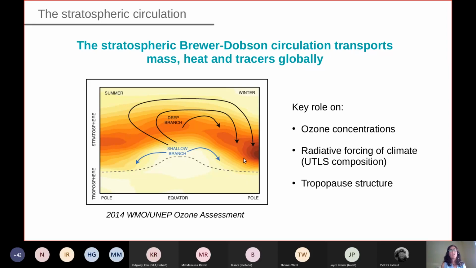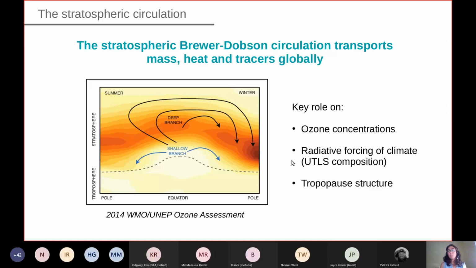And these color contours show the ozone concentrations. So basically you're seeing here the ozone layer in the stratosphere, and the Brewer-Dobson circulation helps to shape or distribute the ozone within this ozone layer as it transports ozone from its source region, which is in the tropical stratosphere, towards the high latitudes.